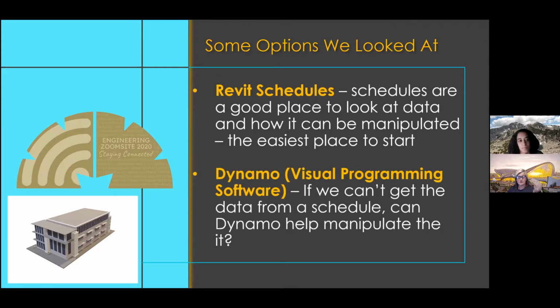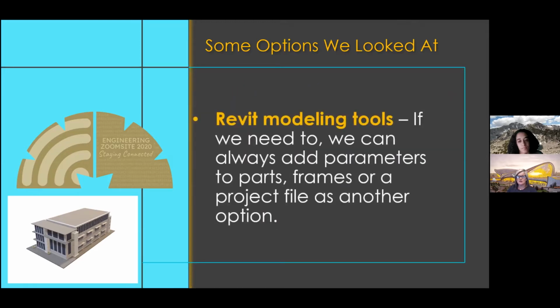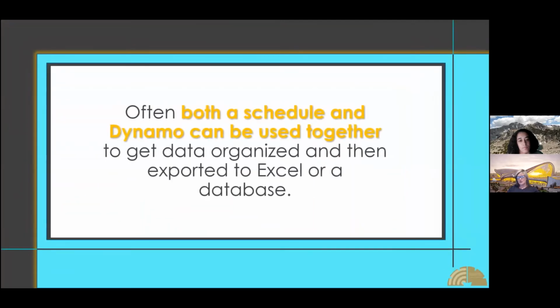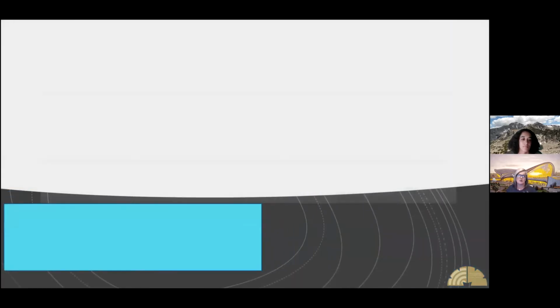So we talked about using Dynamo. Could Dynamo work for what they want to do? And then we talked about, if we need to add more parameters into the model families or into the project file, because the other two things weren't giving us what we needed, there's always that option too, to continue to evolve the modeling tools. A lot of times schedules and Dynamo can be used together. So again, this is just exposing the Jumpstart team to some ideas of how they could get to that data. We're just talking about a little bit of history.